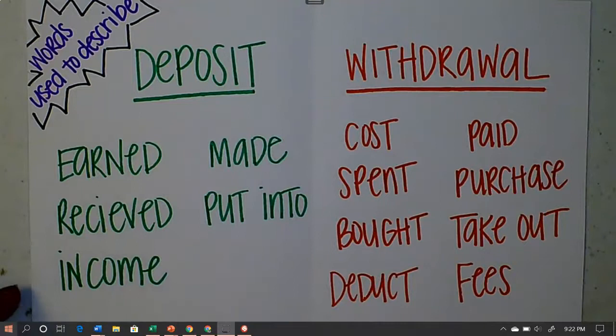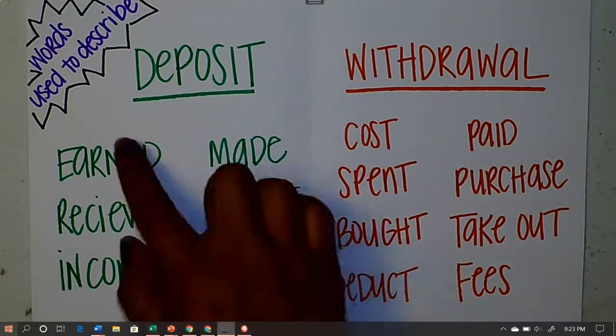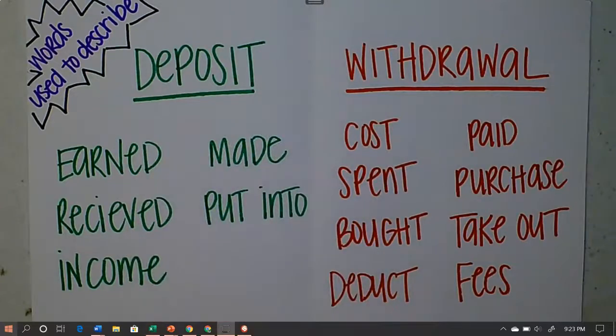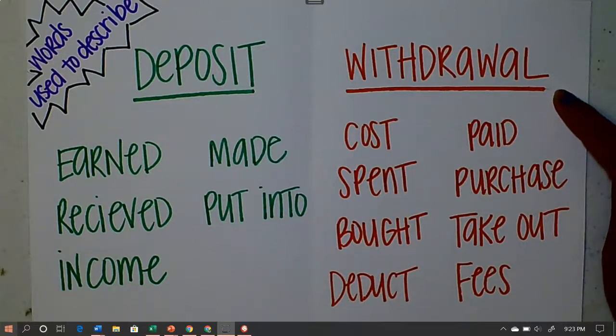Now, these are some of the words that can describe when you are depositing money or putting money into your checking account. And these are some of the words that describe withdrawal, meaning being taken out of your account. So with deposit, you have earned, received, income, made, and put into. So all those words describe the word deposit. Okay, and withdrawal, we have cost, spent, bought, deduct, paid, purchase, take out, and fees. So these are just some of the words that could describe the withdrawal from an account.